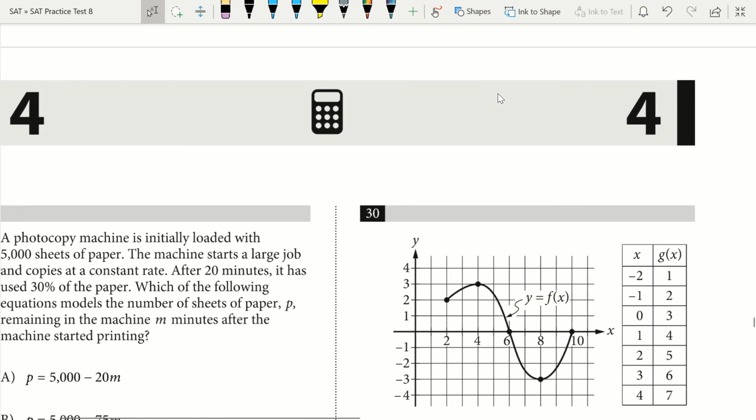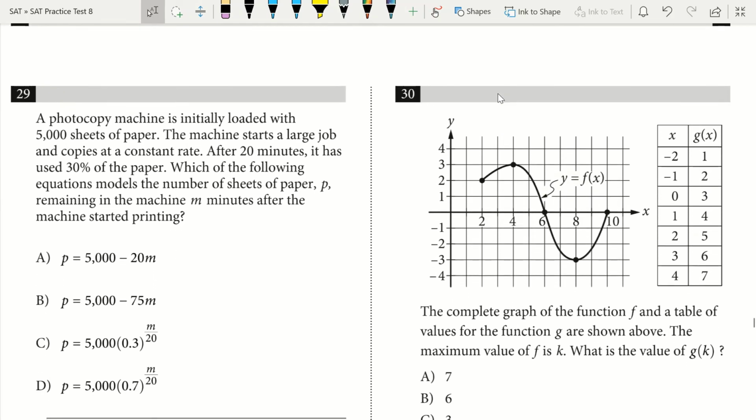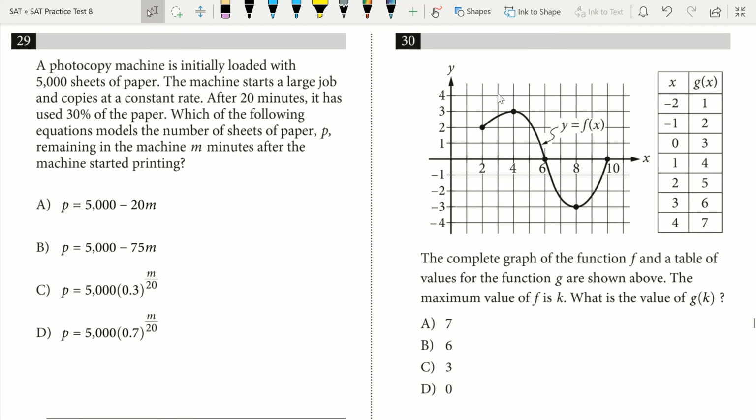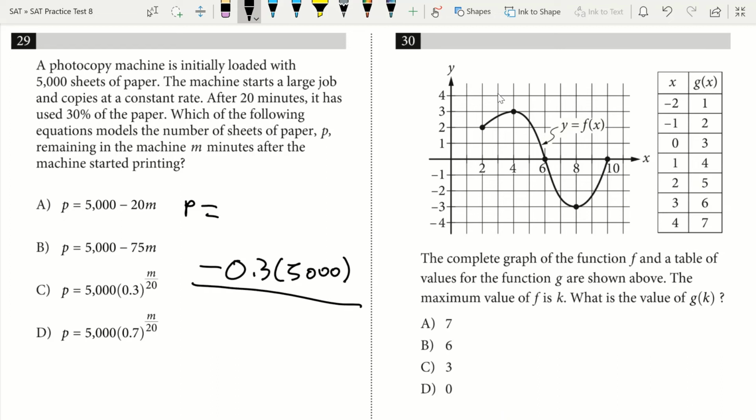Alright, question 29. A photocopy machine is initially loaded with 5,000 sheets of paper. The machine starts a large job and copies at a constant rate. After 20 minutes, it has used 30% of the paper. Which of the following equations models the number of sheets of paper P remaining in the machine M minutes after the machine started printing? Alright, well, we know that we start with 5,000 sheets, and we know after 20 minutes we use 30% of the paper, right? So that's going to be a decrease of that 30%, 0.3, times our 5,000. And now we have to set that over each minute it took, which is 20 minutes. And that's going to give us our slope.